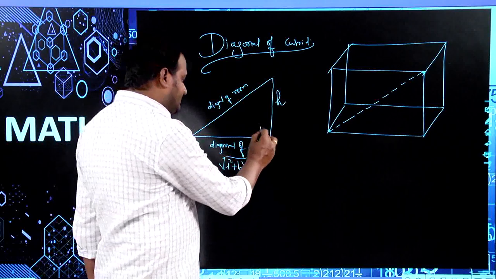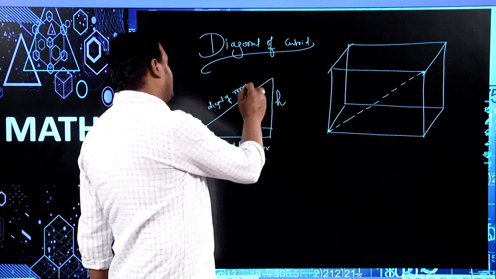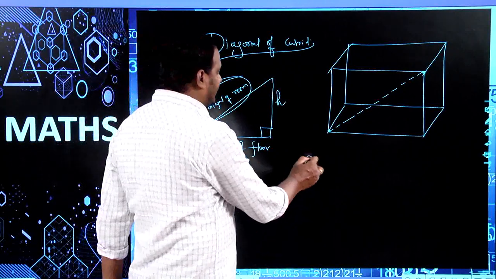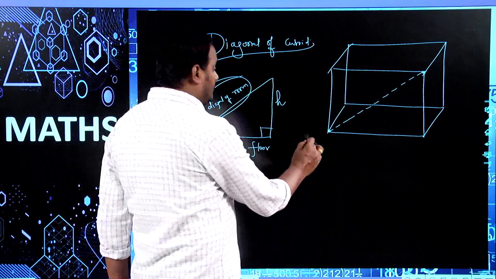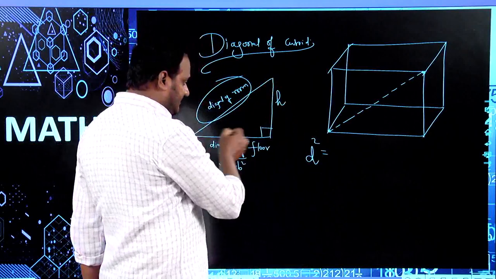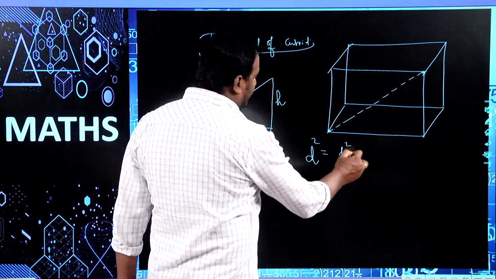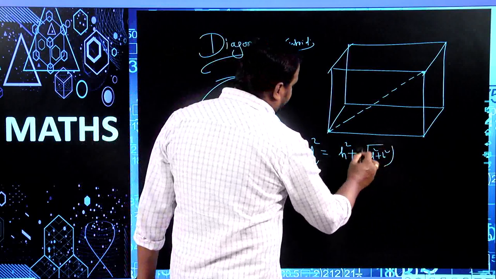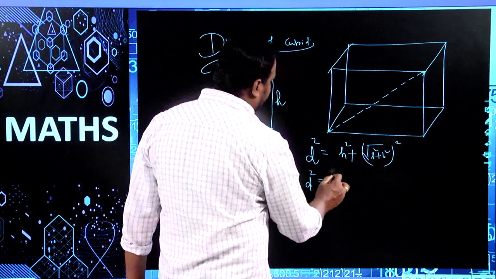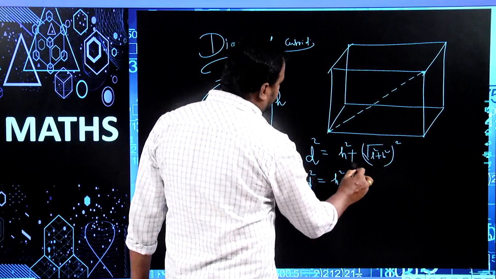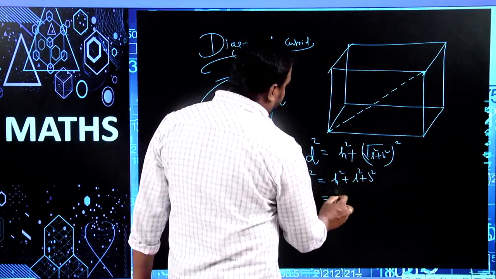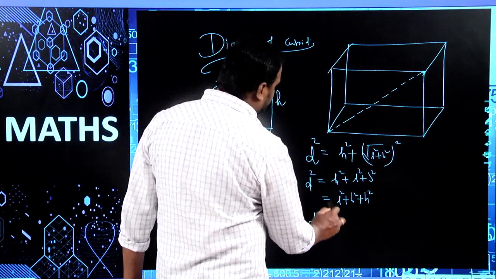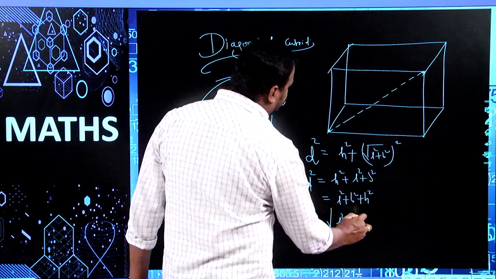With the help of this, you can easily obtain the diagonal of the room by using the Pythagoras theorem. Suppose I take the diagonal of the room as D. Then the diagonal square is equal to, that is, hypotenuse square equals side square plus side square. See here, the hypotenuse is D, one side is h, so h square, and the other side is root over L square plus B square, whole square. So D square is h square plus, the square root gets cancelled, remaining L square plus B square. Finally, you get L square plus B square plus h square. Therefore, the diagonal is square root of L square plus B square plus h square.